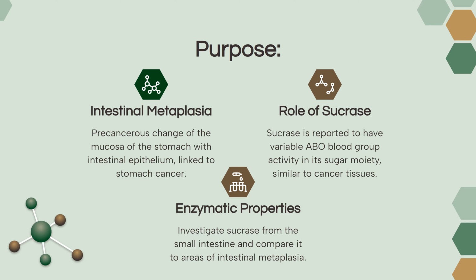Blood group activity refers to the ability of sucrase to exhibit specific interactions with blood group substances, which are molecules present in our tissues that carry ABO blood group antigens. These ABO blood group antigens have specific sugar chains that determine a person's blood type. The study specifically compared sucrase in areas of intestinal metaplasia with that in the normal small intestine, with a particular interest in its ABO blood group activity and sucrase from areas of intestinal metaplasia.